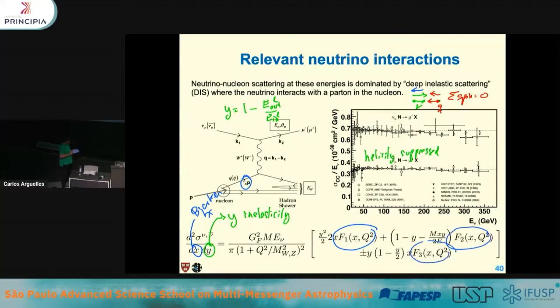And here they enter these things here. These things here are known as structure functions, and they are parametrizations of the distribution of momenta of the partons within the quark, within the proton, sorry. Okay, and these are measured in laboratory experiments. Questions on this? Okay, good.